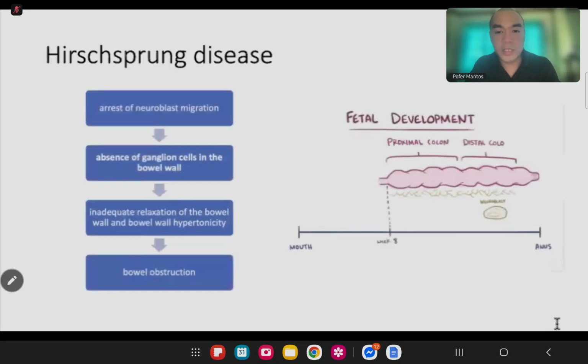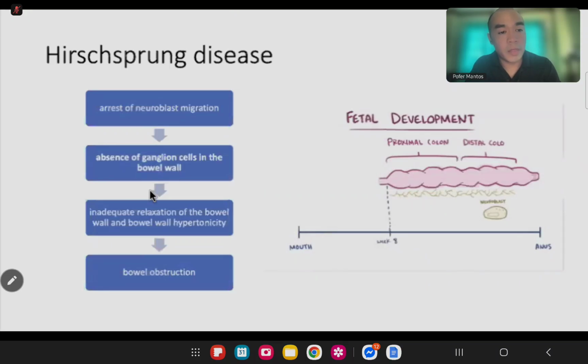So Hirschsprung's disease is a consequence of an arrest of neuroblast migration. With that arrest of migration, which happens from week 8, there would be absence of ganglion cells. So usually it starts from the anus going to the proximal portion of the GI tract. So for those where the arrest starts earlier, the segment can be longer, and short segment if it starts later.